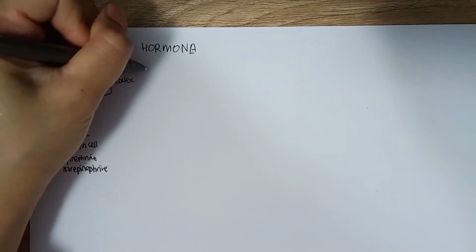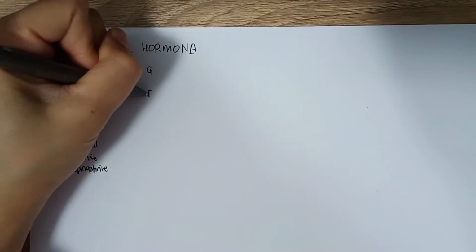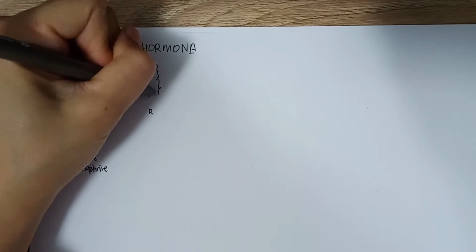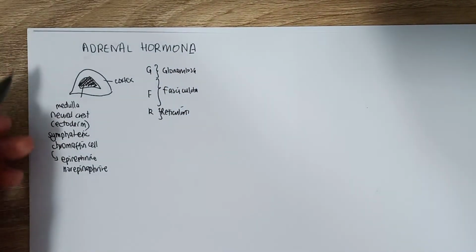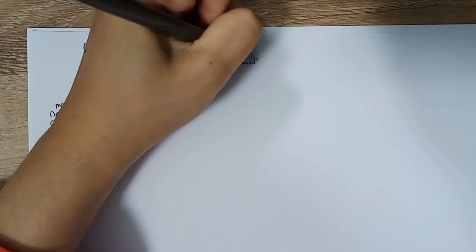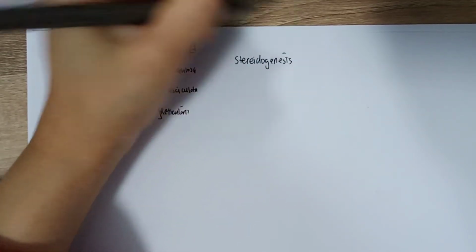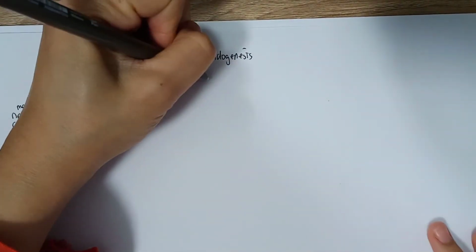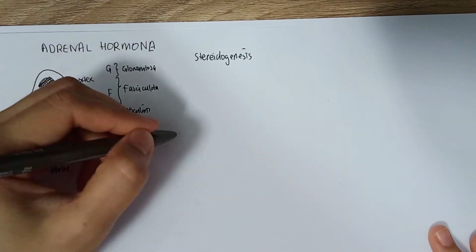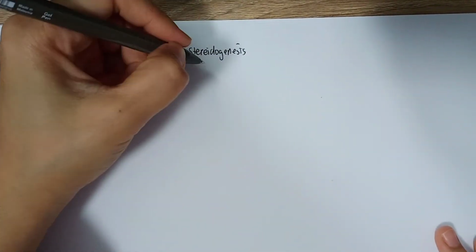While the cortex is composed of GFR. So we have the glomerulosa layer, fasciculata, and reticularis. But before going further into this, let's talk about steroidogenesis first. In steroidogenesis, it's very important because the abnormality will be explained easily from the steroidogenesis.